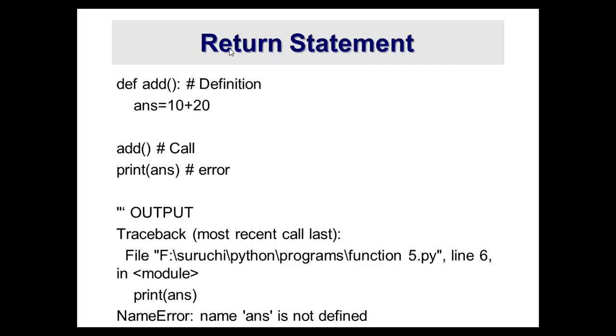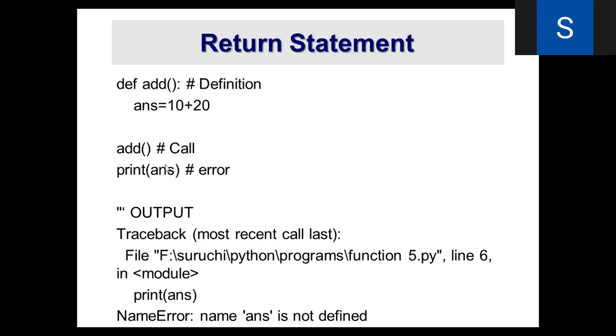Why do we get an error? Because this variable answer, representing the value 30, is part of the function. It is not part of the other parts of the program. Its scope is limited only to the function add. So this cannot be accessed elsewhere in the program. So we get an error: answer is not defined.